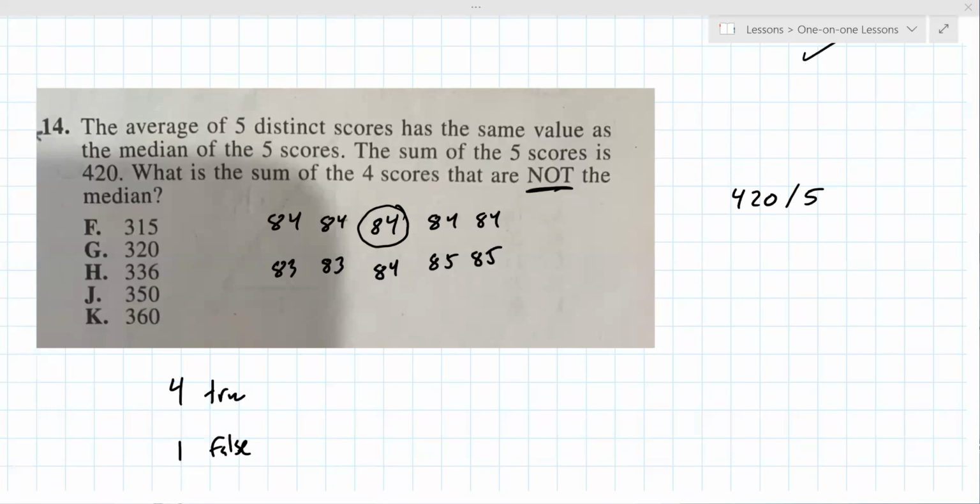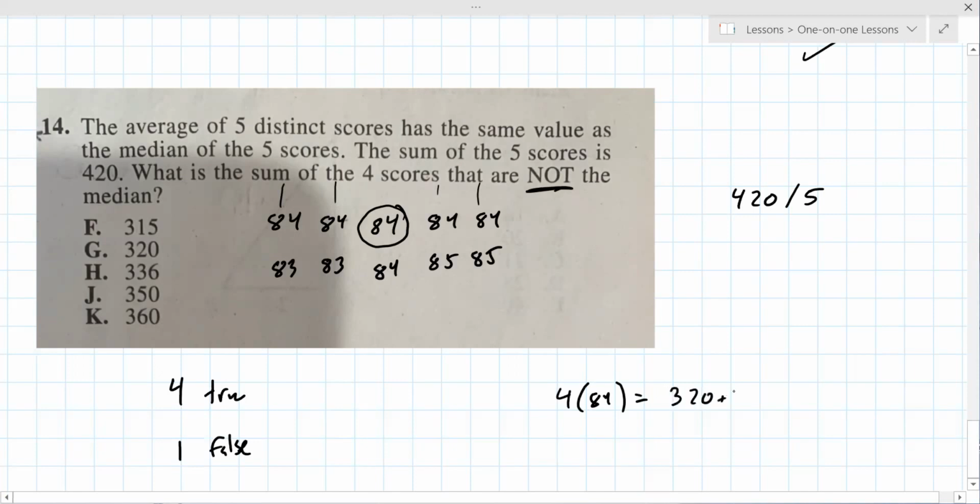You have to get rid of one essentially, because it's the sum of the 4 scores. Well, let's look at this first case, the first one here. 4 times 84 is 320 plus 16. It's 336. So that's why that one's there. I wonder if that is the answer.